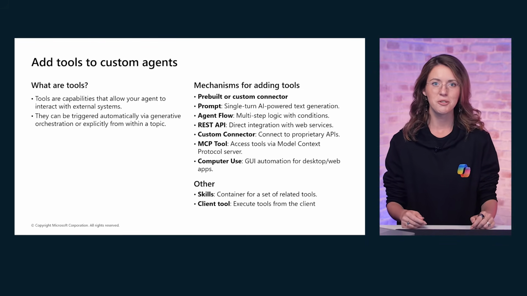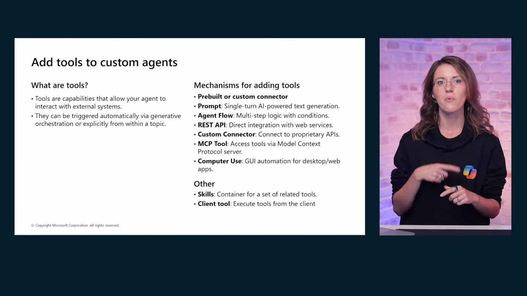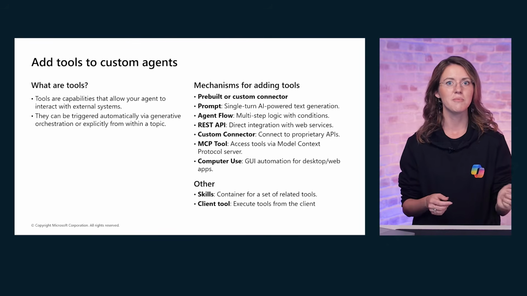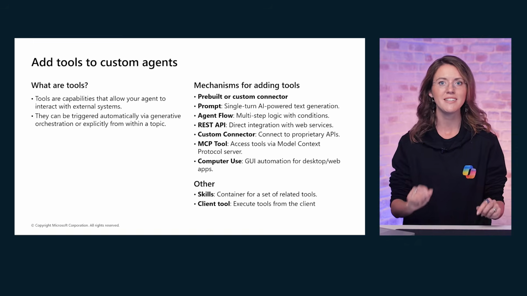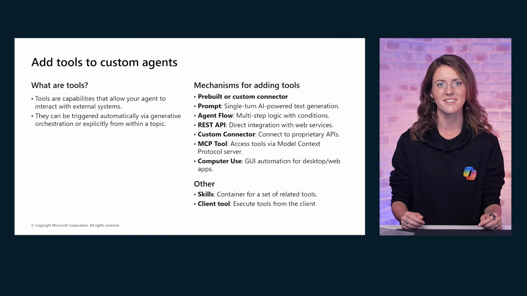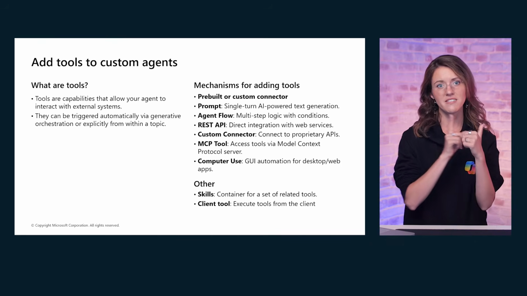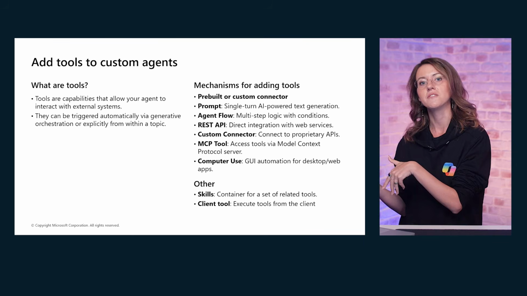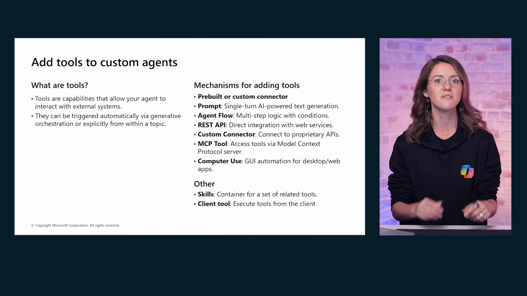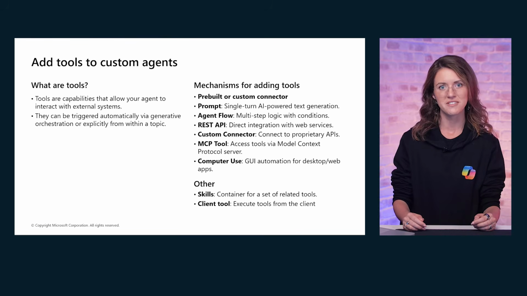And here is the cool one. With the computer use agent, your agent can actually interact with websites and desktop applications, clicking buttons, choosing menus, and typing into fields like a real person. There are also two bonus options. Skills are like toolkits that group related tools together, and client tools let your agent send a request to the user's device to carry out an action and report back.